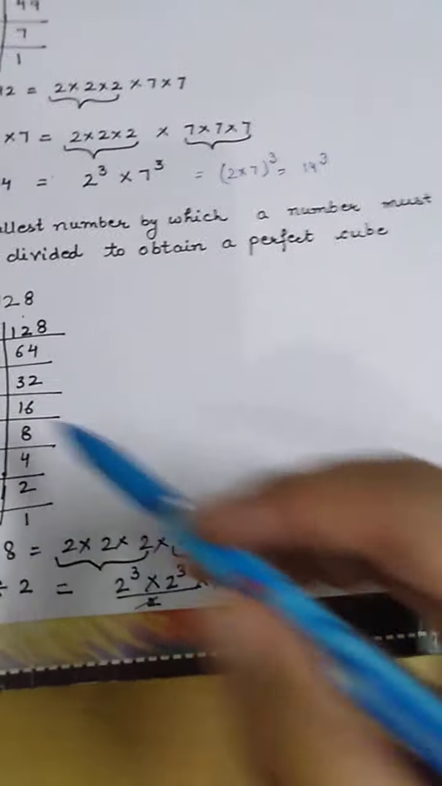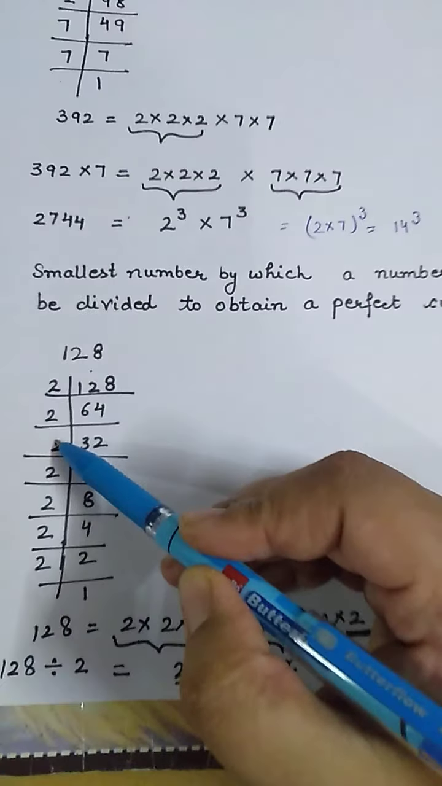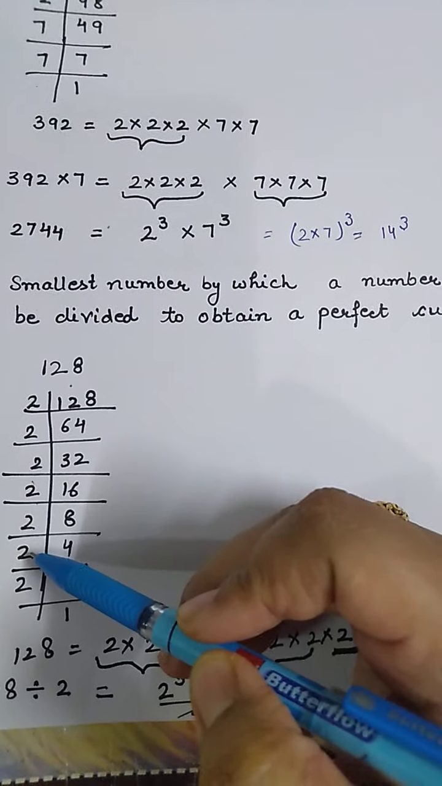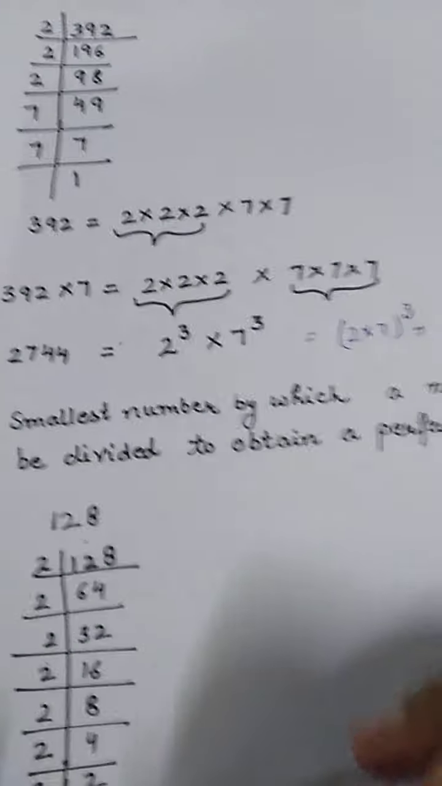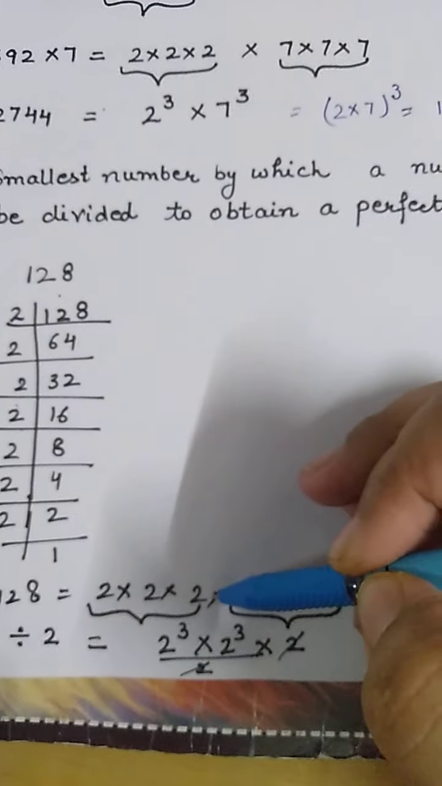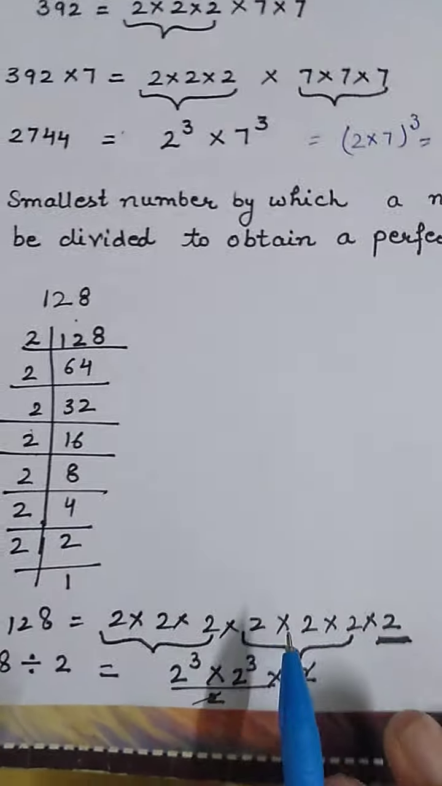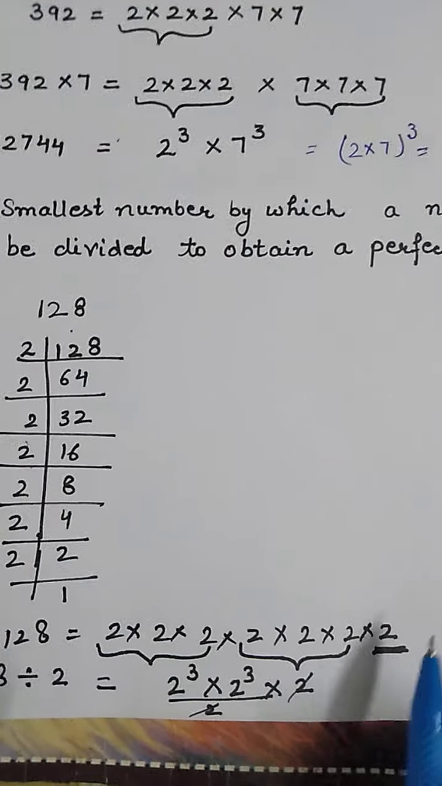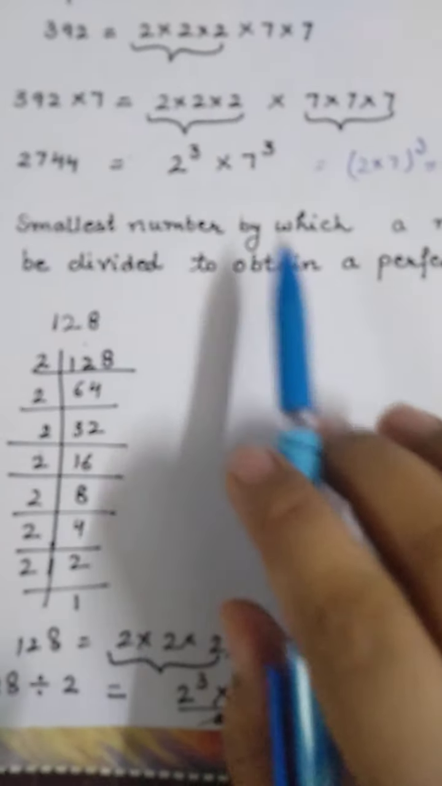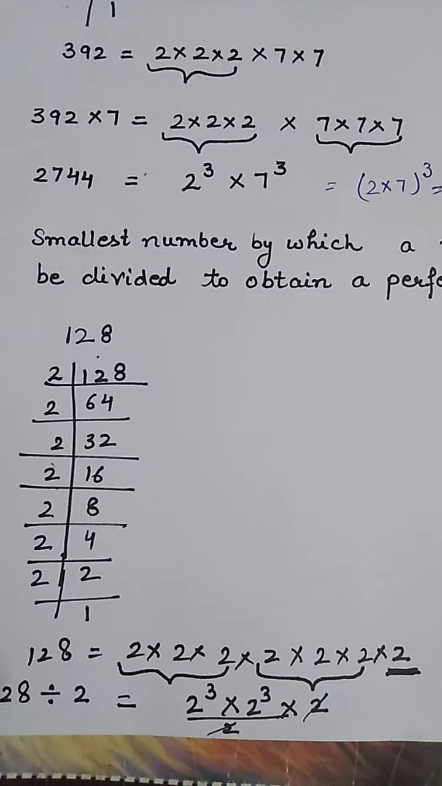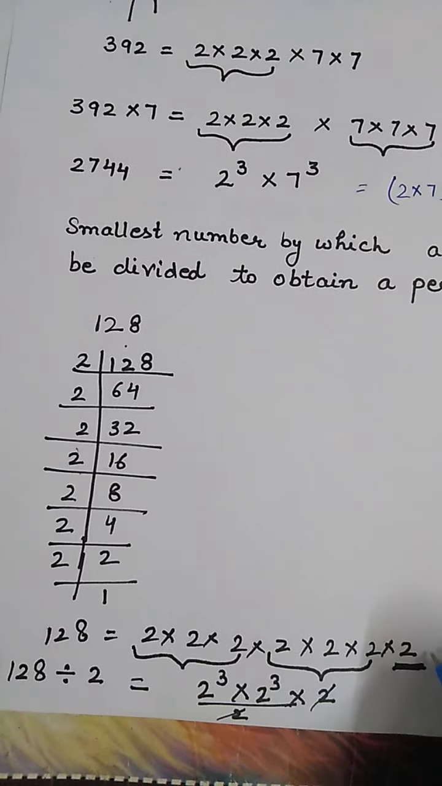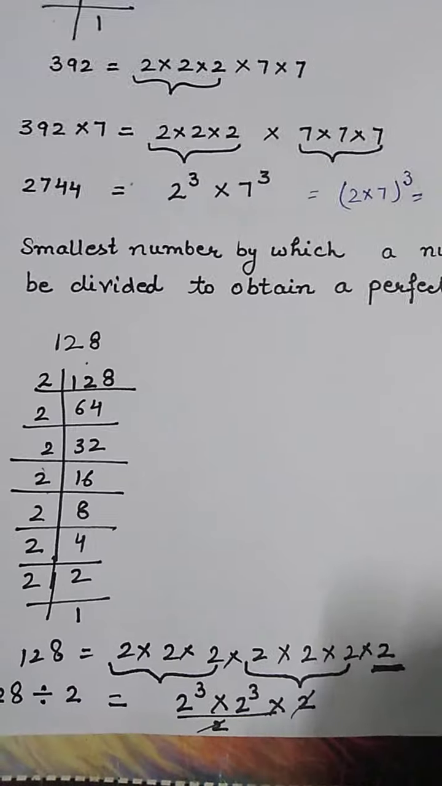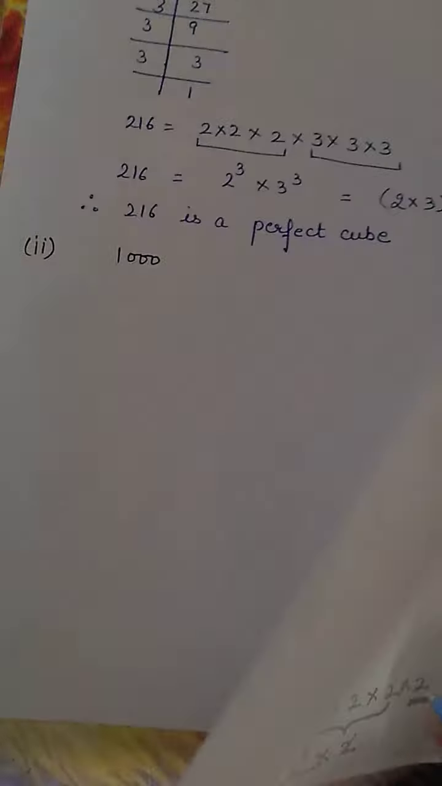How many 2's have I got here? 1, 2, 3, 4, 5, 6 and 7. So these 2's will make 3 pairs. It can be written as 2 cube. These 3 will make again 2 cube, but this 2 is single. So they have asked to divide. If they had asked to multiply, I would multiply 2 more here, but they have asked to divide. So this 2 is extra.